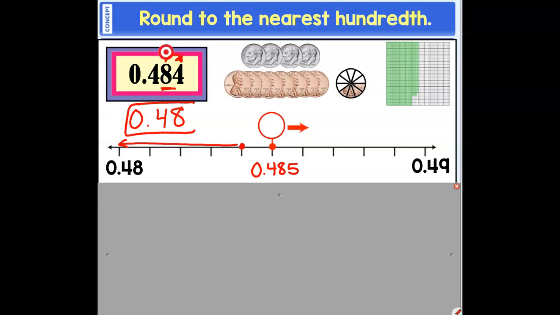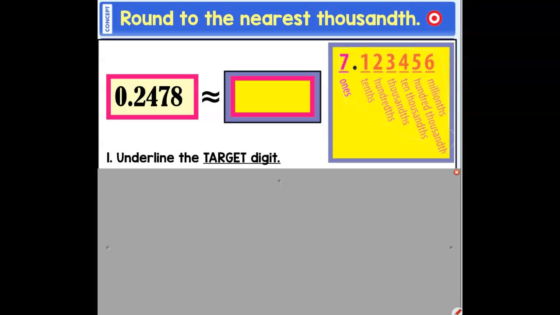Again, I need to stop with my 8 because the whole idea is I'm getting an easier number to work with. 48 cents is easier than 48 cents and 4 slivers. So today, we're going to just look at a new place, the thousandth place. If I look over here at my place value, I've got my tenths, hundredths, thousandths. So this is the place we're going to look at, the thousandth place, the third one over. So my first job, round to the thousandths.